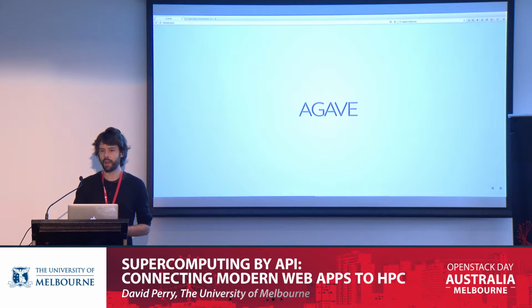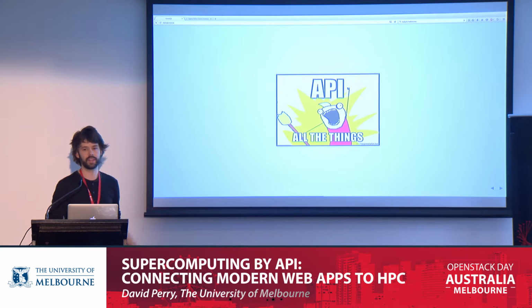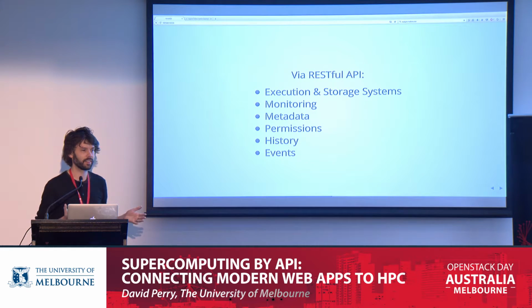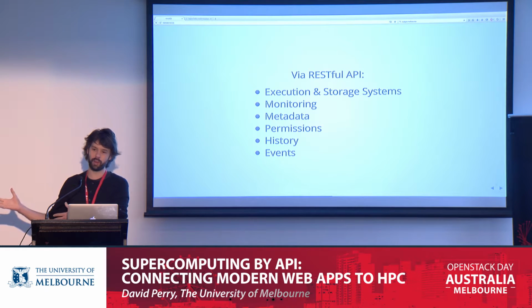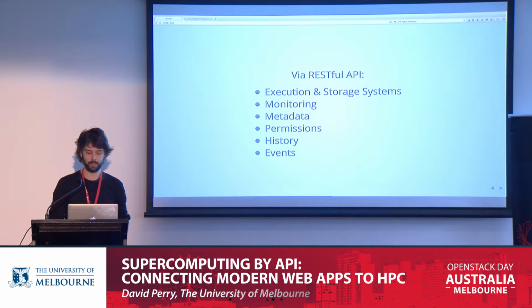So the last API I want to talk about is Agave, and this is the API-all-the-things approach. And when I say all the things, I mean all the things. We're talking about HPC and virtual laboratories today, but the scope of Agave is quite a bit larger than that, and it's basically the infrastructure that supports the CyVerse program out of the US, which supports a very wide range of science applications.